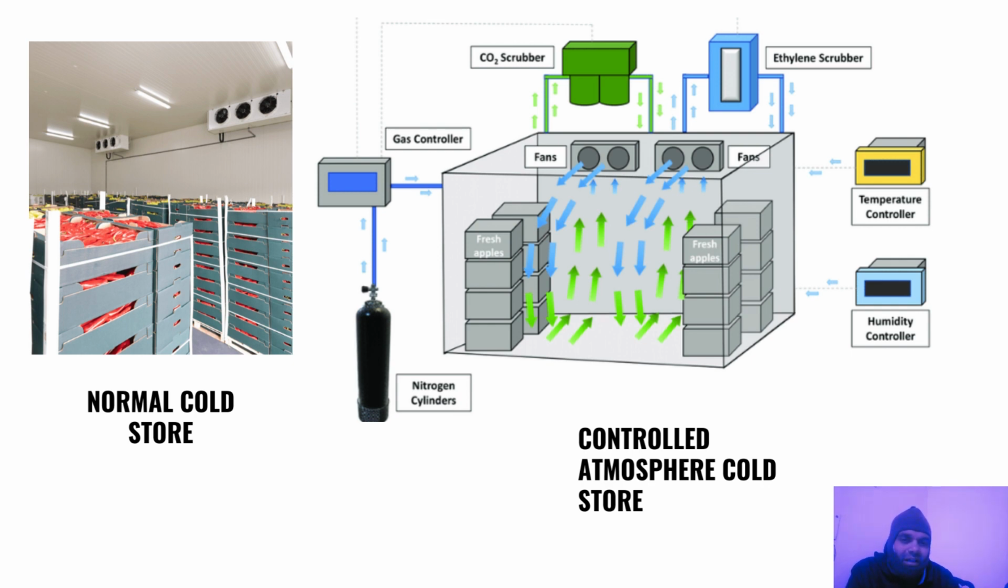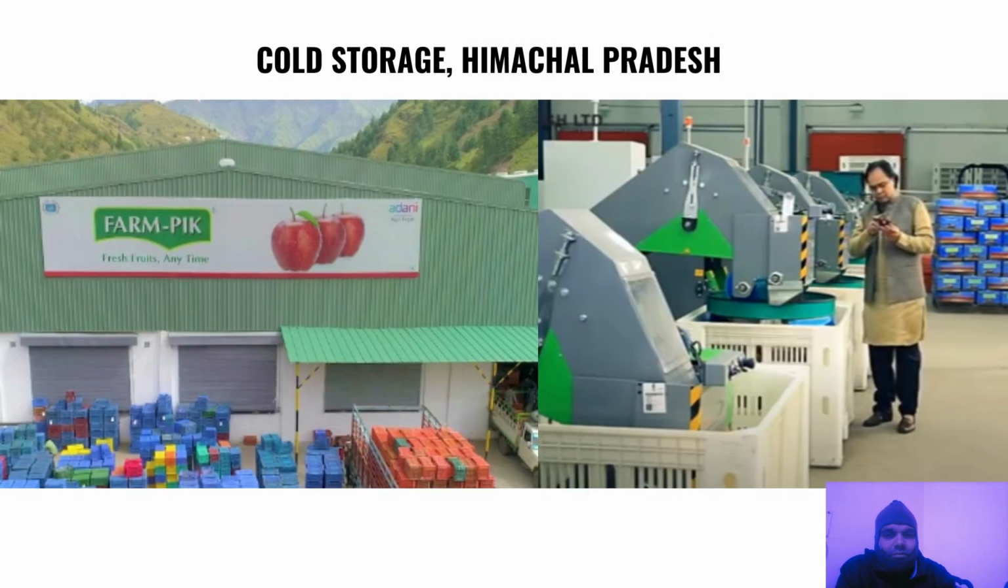And finally, you have something called an ethylene scrubber. Ethylene is, in fact, a hormone produced by ripening fruits like bananas and apples, and when an apple starts ripening, it starts giving off ethylene, and that ethylene causes more apples to ripen, and they give off more ethylene. So it's very important for us to control that ethylene using something called an ethylene scrubber, which removes the ethylene from the air. Here's a photograph of a controlled atmosphere cold store in Himachal Pradesh.